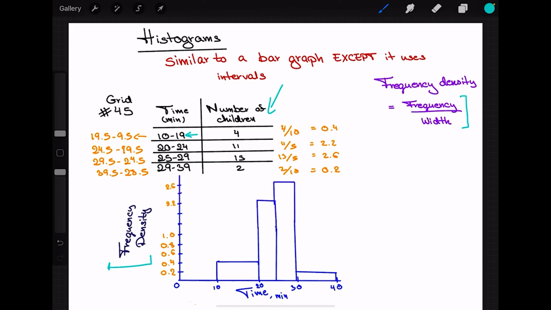So 19.5 minus 9.5, 24.5 minus 19.5, 29.5 minus 24.5. So you would get 10, 5, 5, 10 as each width of the intervals, and your frequency density would be 4 divided by 10, 0.4, 11 divided by 5, 2.2, 13 divided by 5, 2.6, 2 divided by 10, 0.2.